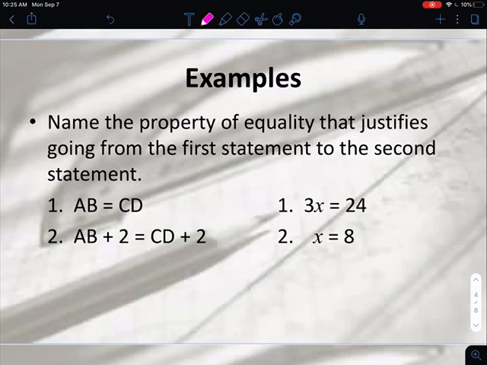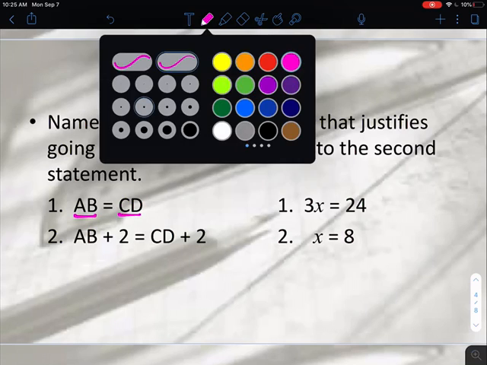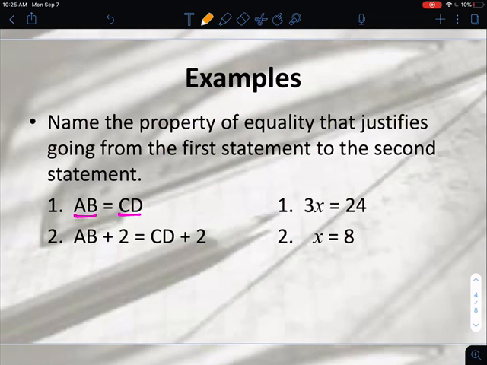One of the types of problems you're going to be expected to know how to do is when you look at a statement, what happened from statement 1 to statement 2, what property was applied. So if we're looking here, we start with AB equals CD. And in the second statement, we change from AB equals CD to AB plus 2 equals CD plus 2. So one of the things you have to look at with these types of problems is what changed. What happened from statement 1 to statement 2? Well, I still have my AB and CD, but now I put a plus 2 on both sides. Well, so that tells me I'm using my addition property.